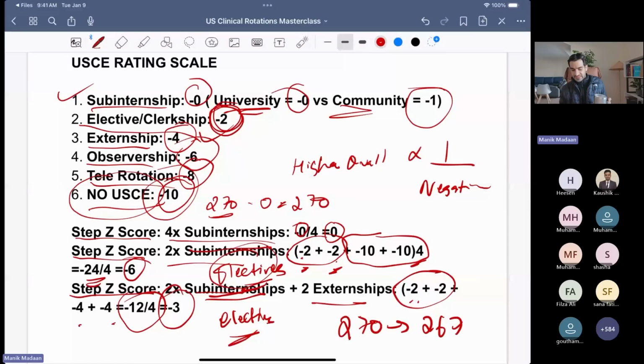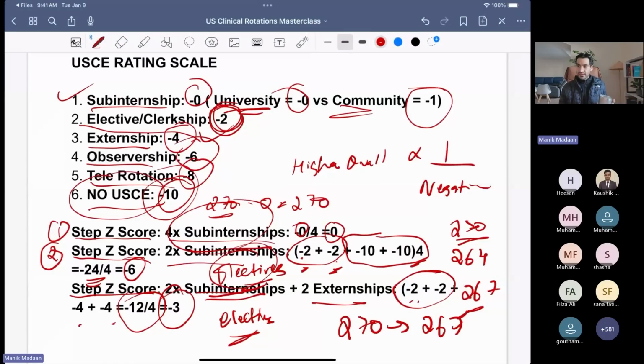So in the first instance, your score was 270, right? Because you had the best quality experiences. Second, you had a score of 264. And in the third instance, you had a score of 267, I apologize, 267, based upon your USCE, right?